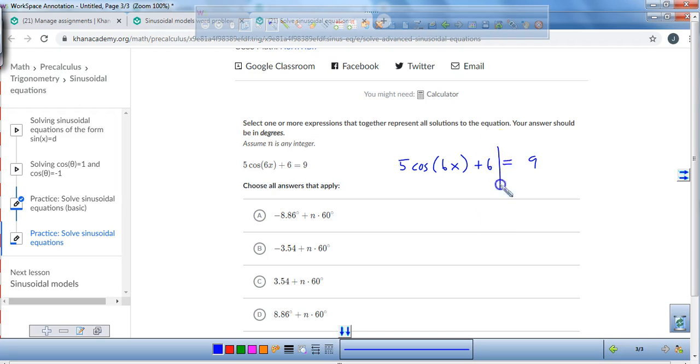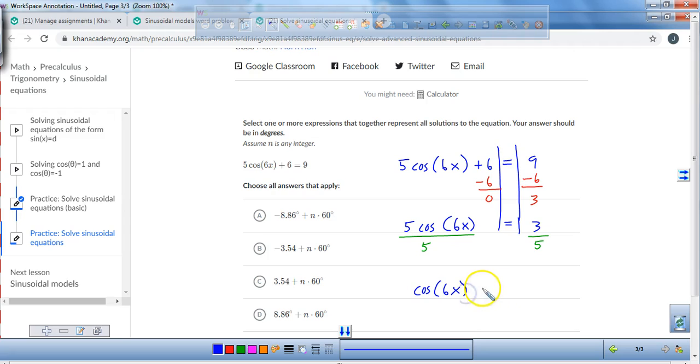All right, so let's go ahead and start working through it. First thing we're going to do is take away 6 from both sides. That zeroes out. We're left with 3. So now we have 5 cosine 6x equals 3. Now we're going to divide both sides by 5, and we're left with cosine of 6x equals 3/5.